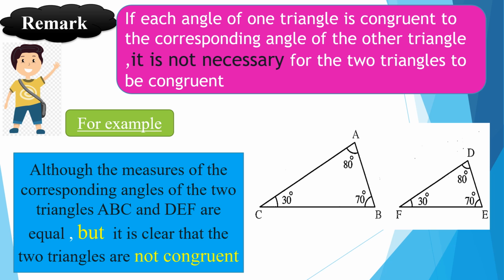We said before, for the two triangles to be congruent, we must find the 6 elements in the first triangle congruent to the 6 elements of the other triangle. But here I have 3 elements only that are congruent. The measures of the angles in the first triangle are equal to the measures of the angles of the second triangle, but the sides in the first triangle are not equal to the sides of the second triangle, so the two triangles are not congruent.